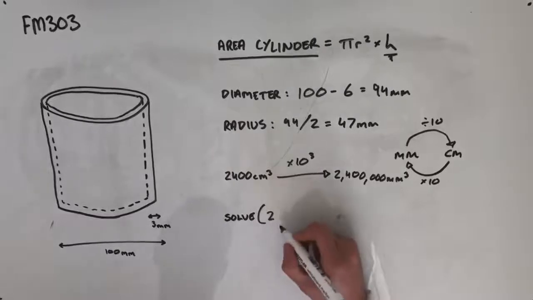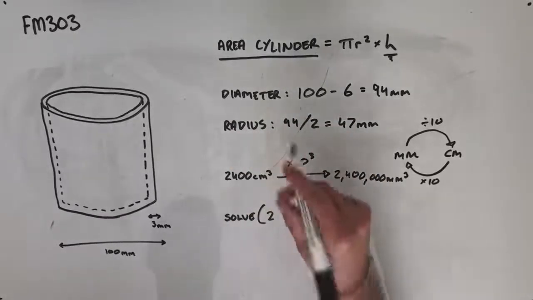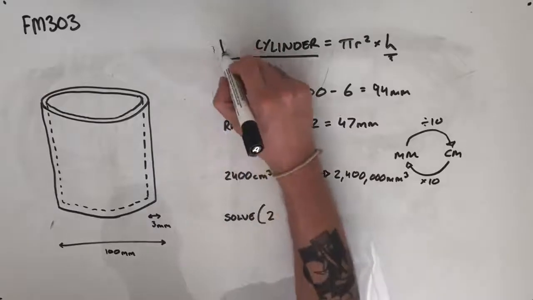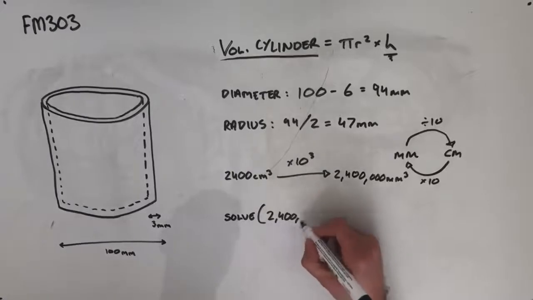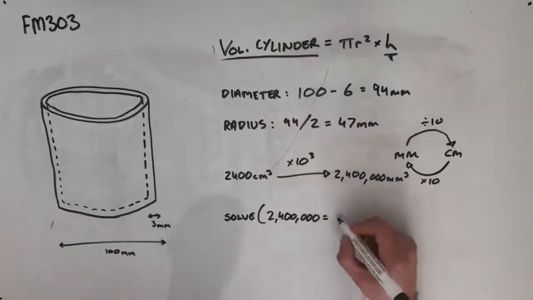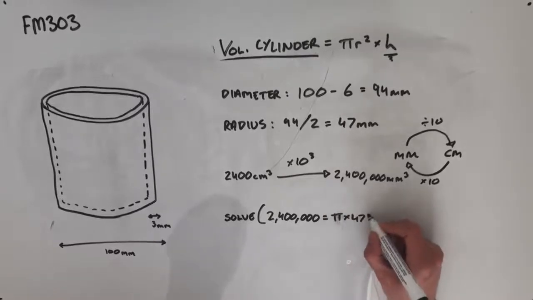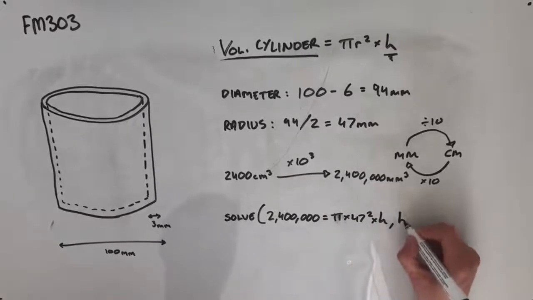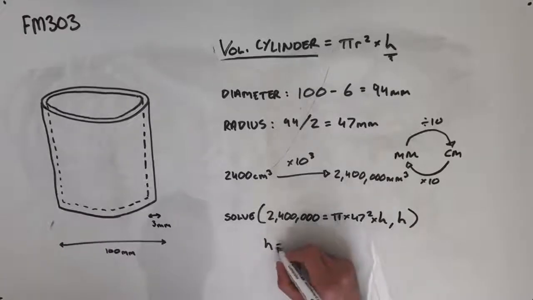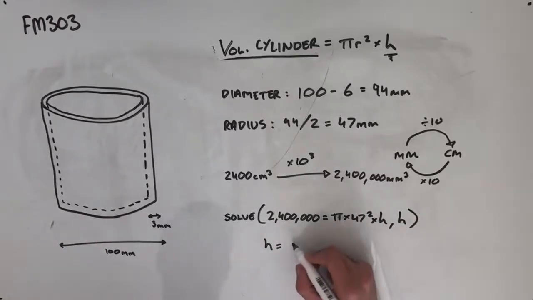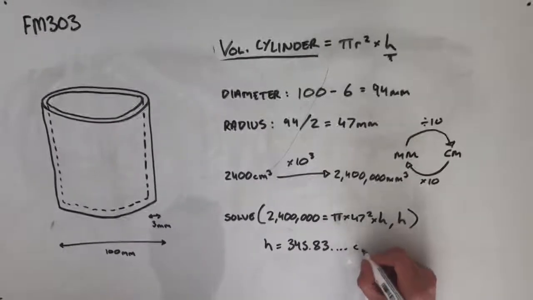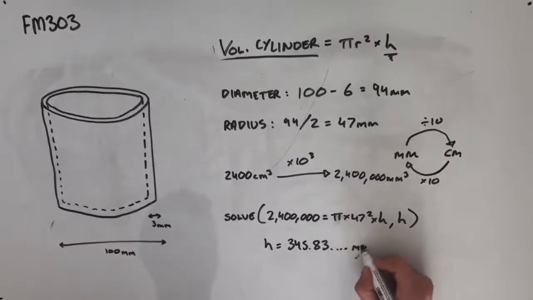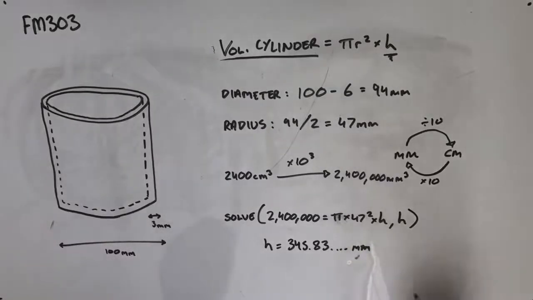So if we put in solve and then the area of our cylinder, sorry, I should have said volume of cylinder at the very start. Volume of cylinder, which is 2,400,000, is equal to pi times 47 squared times h. Solve for h. Putting that into your calculator should give you a height of 345.83 and so on millimeters, which is most similar to answer C.